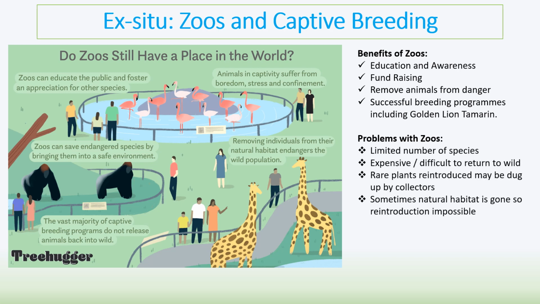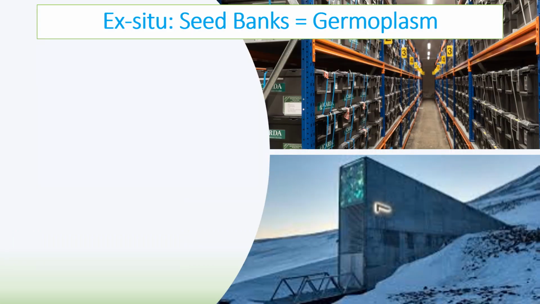The problem with zoos is they can only have a limited number of species. They are expensive and it can be difficult to return animals to the wild. Rare plants that have been grown in botanical gardens have been reintroduced to the wild just to be dug up by collectors because they're so expensive, and sometimes the natural habitat may actually be gone. So what do you do with those animals where reintroduction is impossible in the wild?